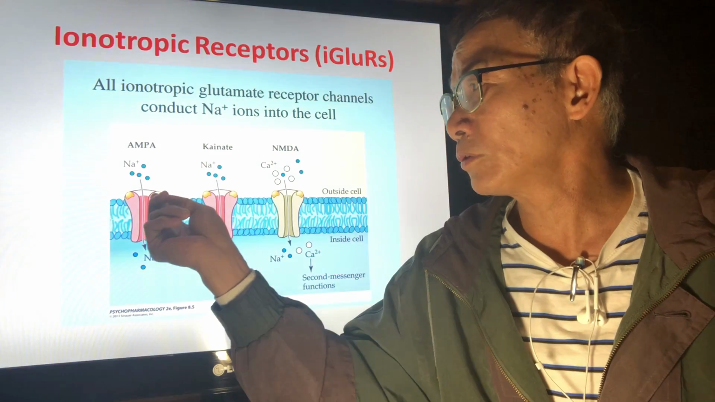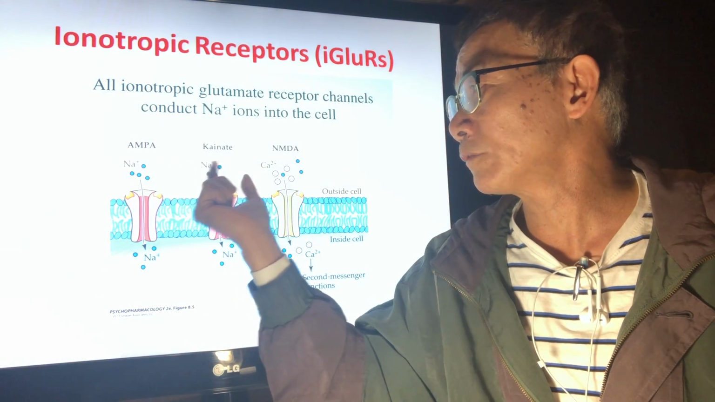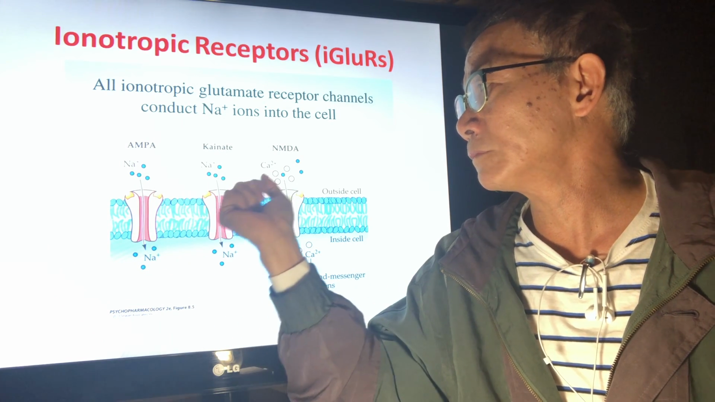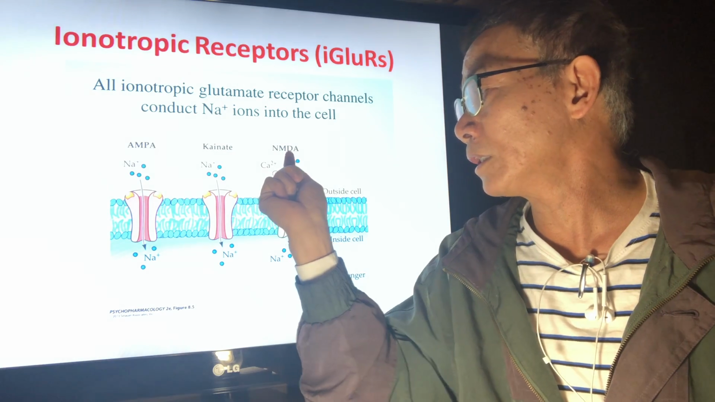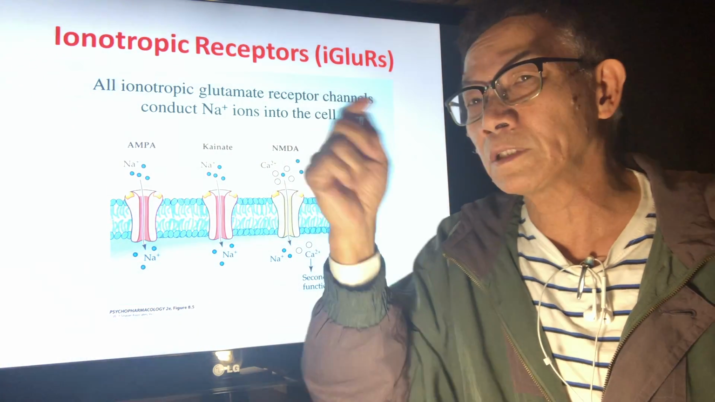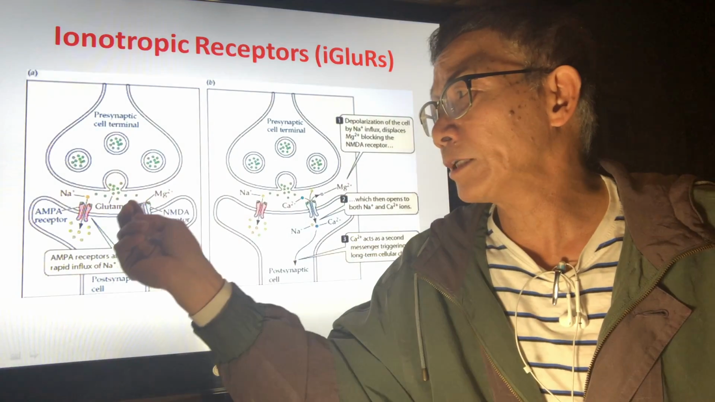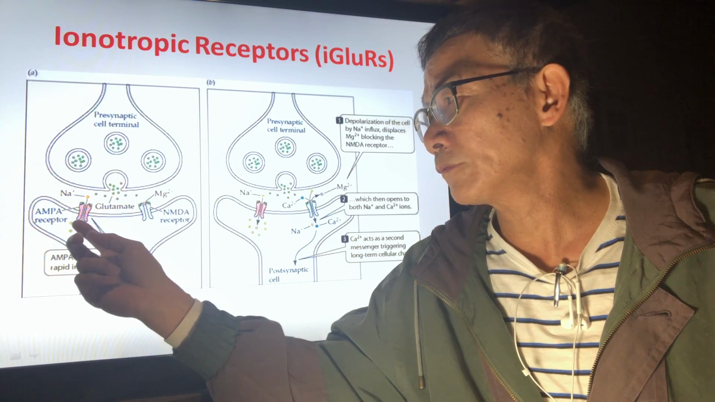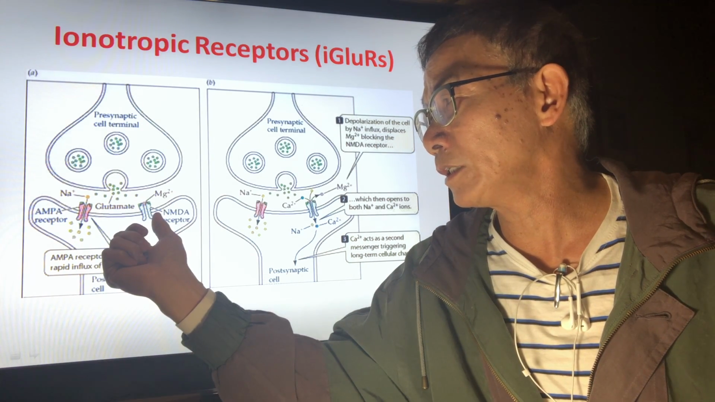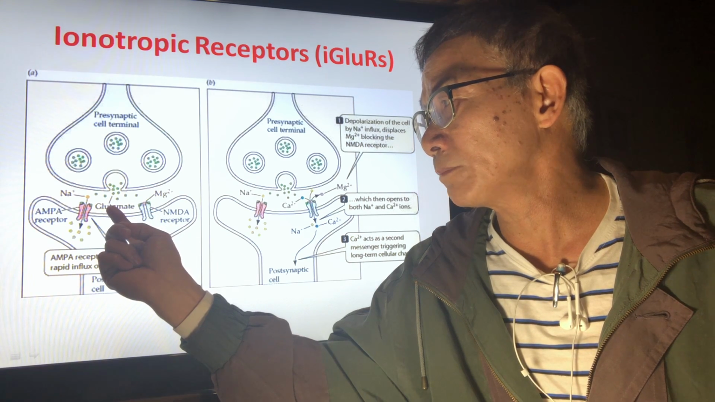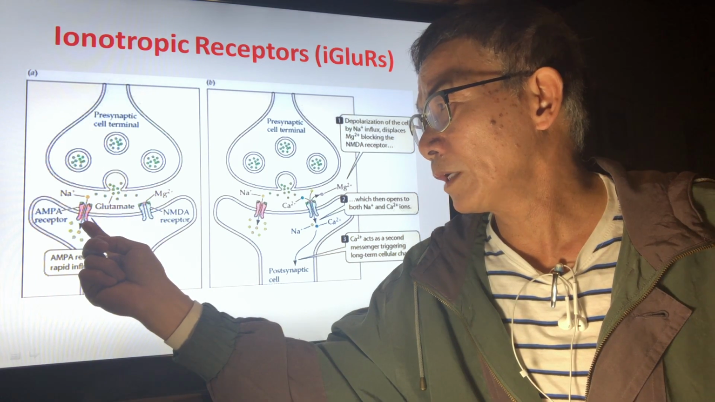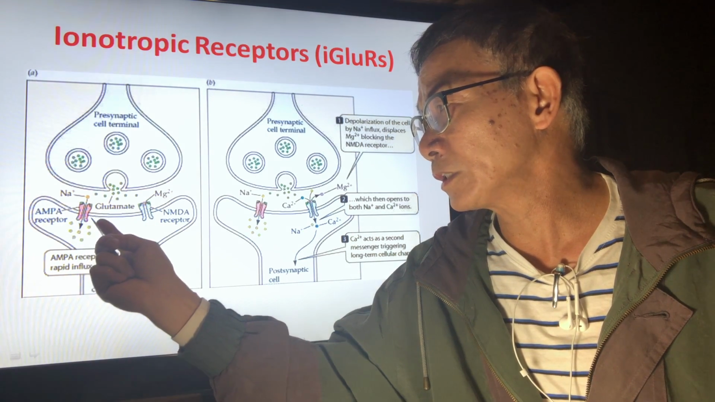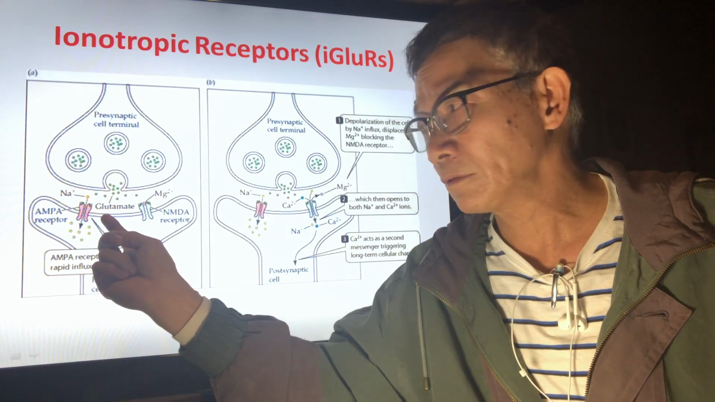This diagram shows the 3 main different types of ion channel. AMPA and kainate are ion channels of sodium, while NMDA is the ion channel for sodium and calcium ion. This is the synapse in which the postsynaptic cell contains 2 types of receptors, AMPA and NMDA. When the concentration of glutamate is low, only the AMPA receptor opens with an inflow of sodium ion, causing depolarization of the cell.